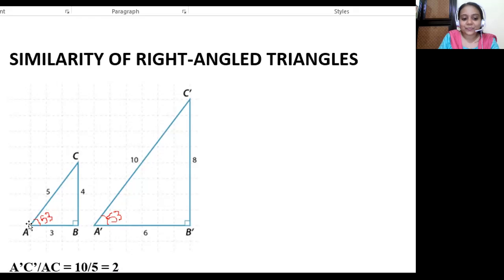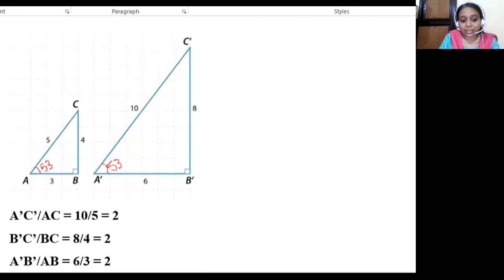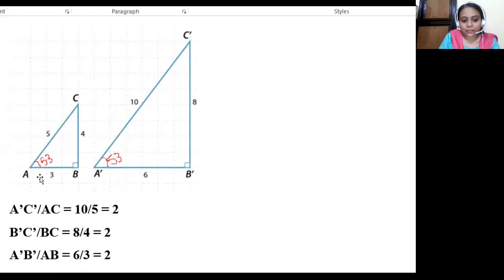See, look at the sides. Look at the hypotenuse. Hypotenuse is the largest, I mean the longest side opposite to the 90-degree angle. And here 5 and 10, they are the hypotenuse. So when we are comparing the bigger to the smaller, the ratio of A dash C dash by AC is 10 by 5, which is 2. Now let's look at the other matching sides, AB and A dash B dash, 3 and 6. Yeah, just take the ratio, it is 2. And what about the heights, 4 and 8?